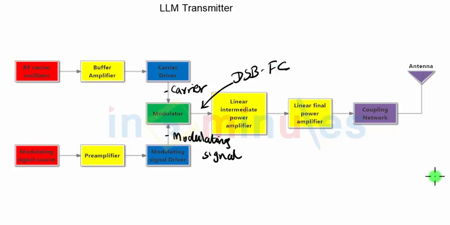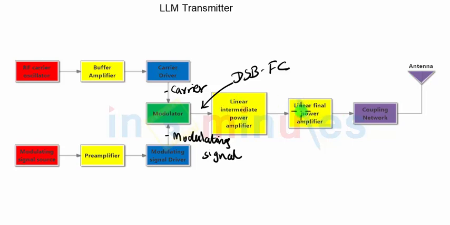Now this signal has to be power amplified, and hence we pass it through a series of power amplifiers. For example, we have the linear intermediate power amplifier and the linear final power amplifier. So intermediate and final simply represent various stages of power amplifiers.